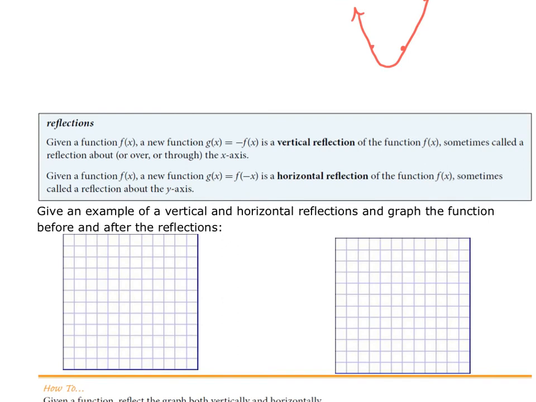Our next one is a reflection. We talked about odd and even functions, and here we're going to talk about a reflection. If I have a negative on the outside of my original function, then it does a vertical reflection across the x-axis.